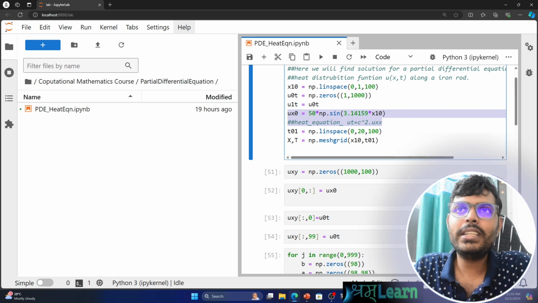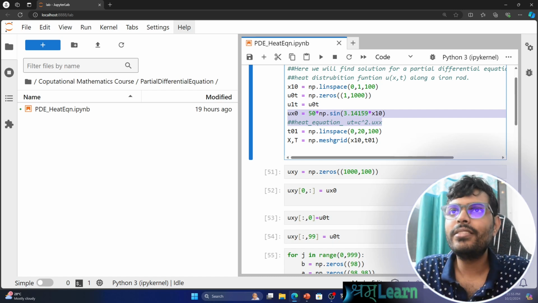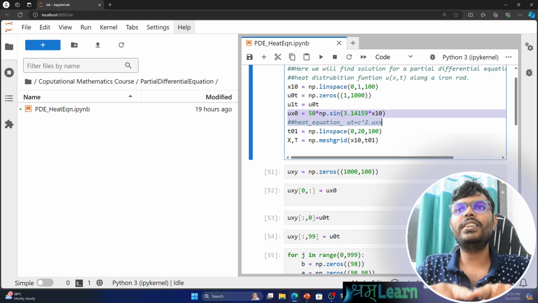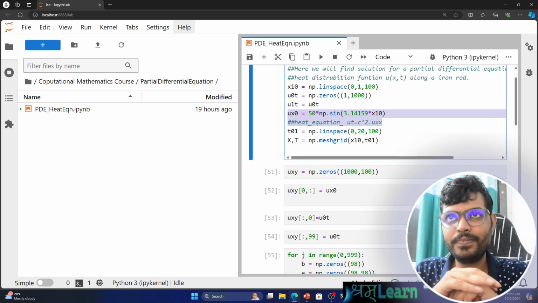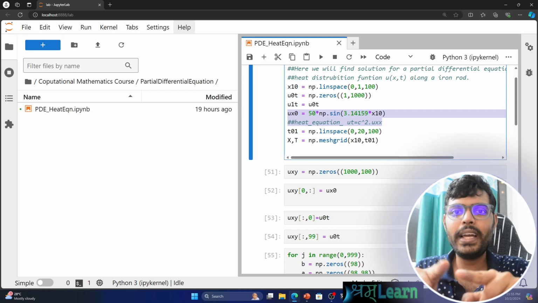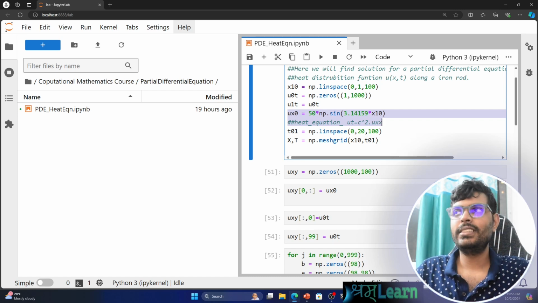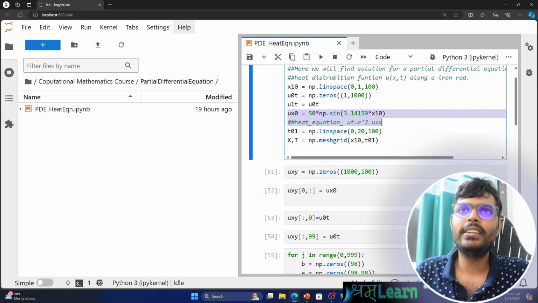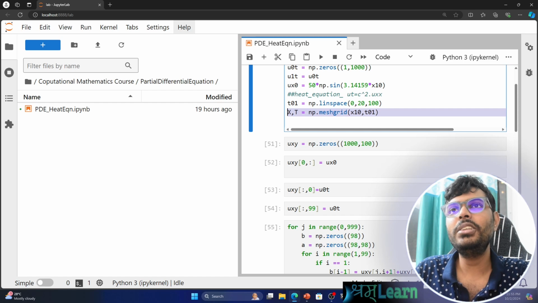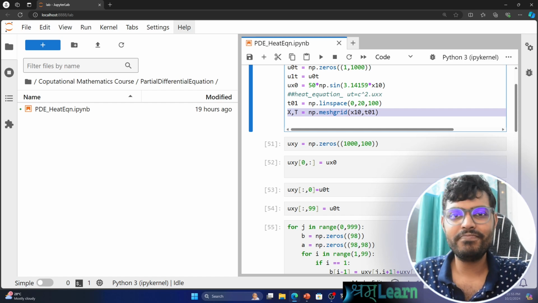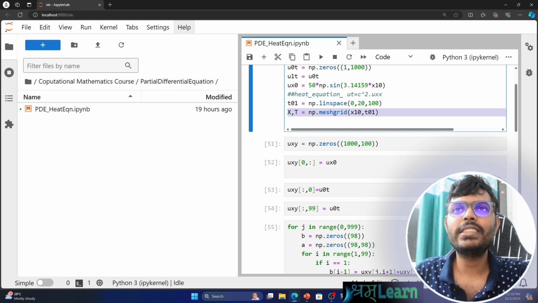So this is nothing but 50 times the np.sin function. Okay, so this is a function like this, sine of pi x, which looks like an umbrella. And these are meshgrid functions to plot our u(x, y).